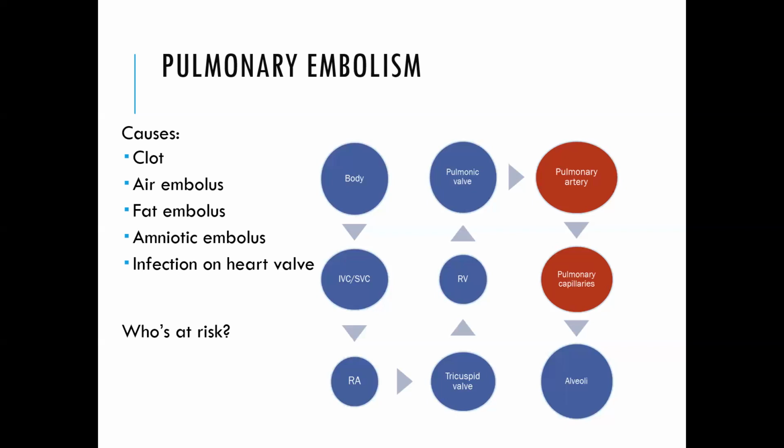So who's at risk for a PE? Anybody that's at risk for a DVT, along with your clients that have AFib or have a central line or have orthopedic surgery or have had some kind of trauma, or pregnant women that are already at risk, and anyone that has an infection in their heart. So all the same people that were at risk before.